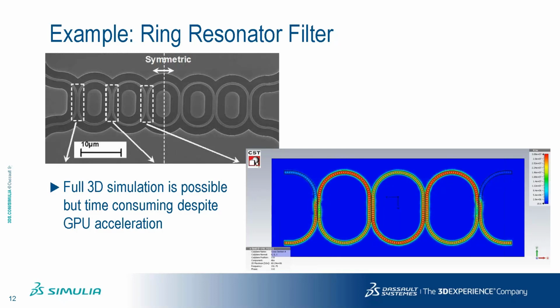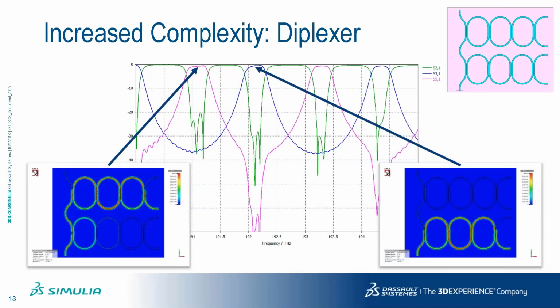You can see, we nicely see the fields. We can get all the corresponding results here. But it will take a substantial amount of time, several hours, even if you use GPU acceleration. This becomes even more pronounced if you now combine this one arm with another arm to form a diplexer. Again, you have more ports, you have more mesh cells, and so on. The simulation time would just increase.